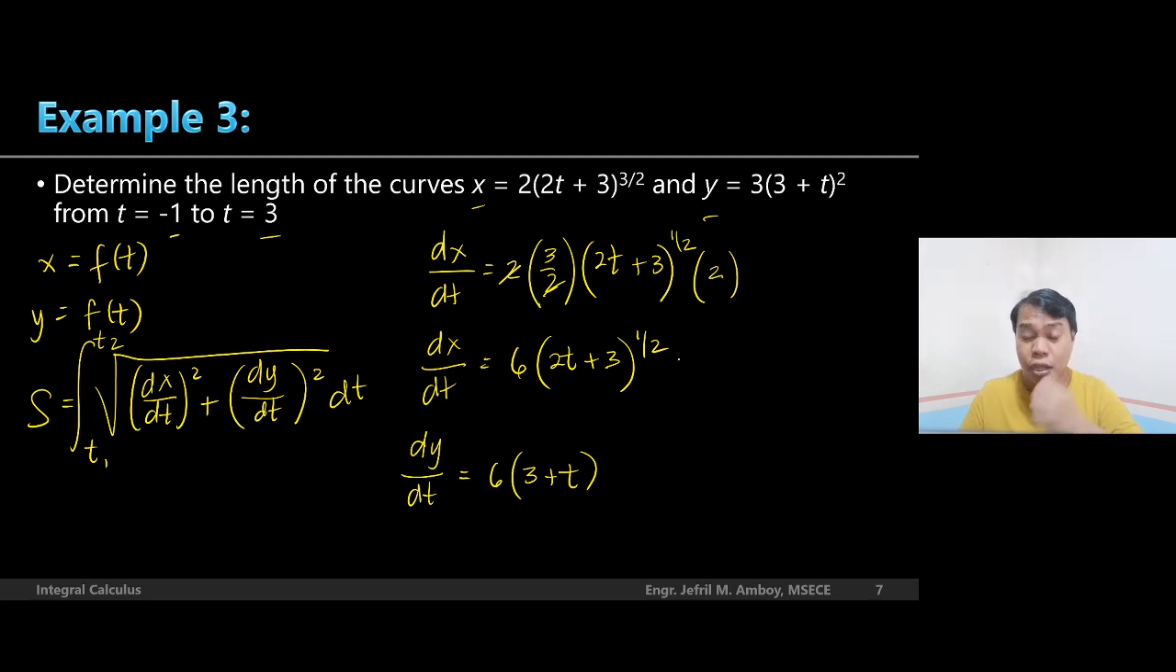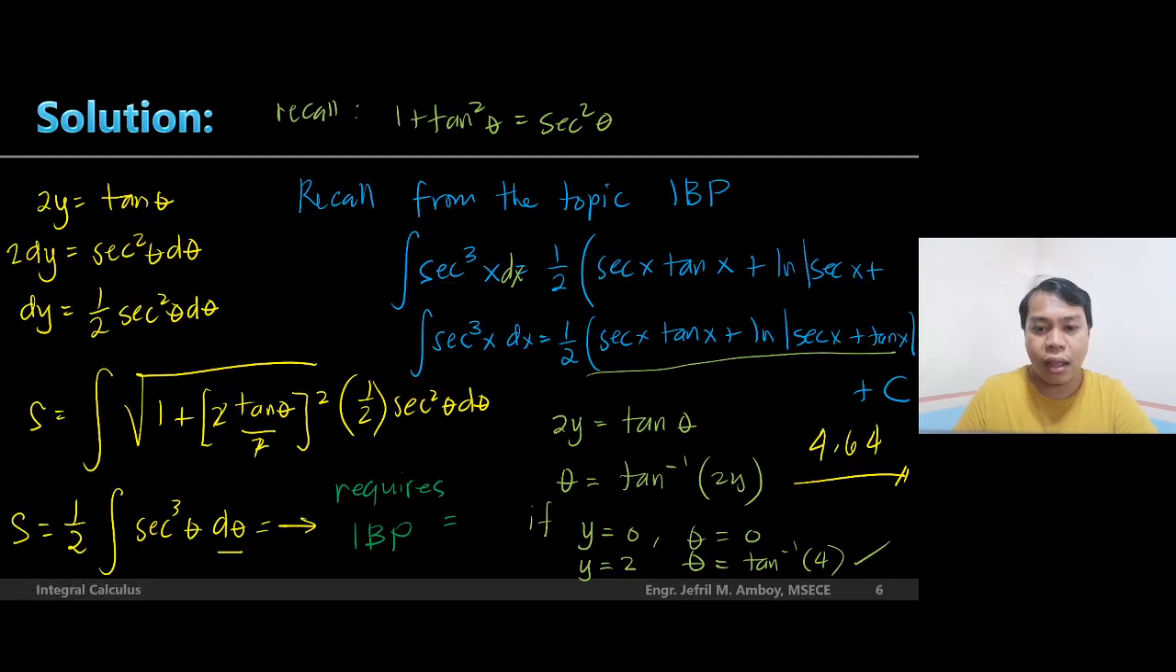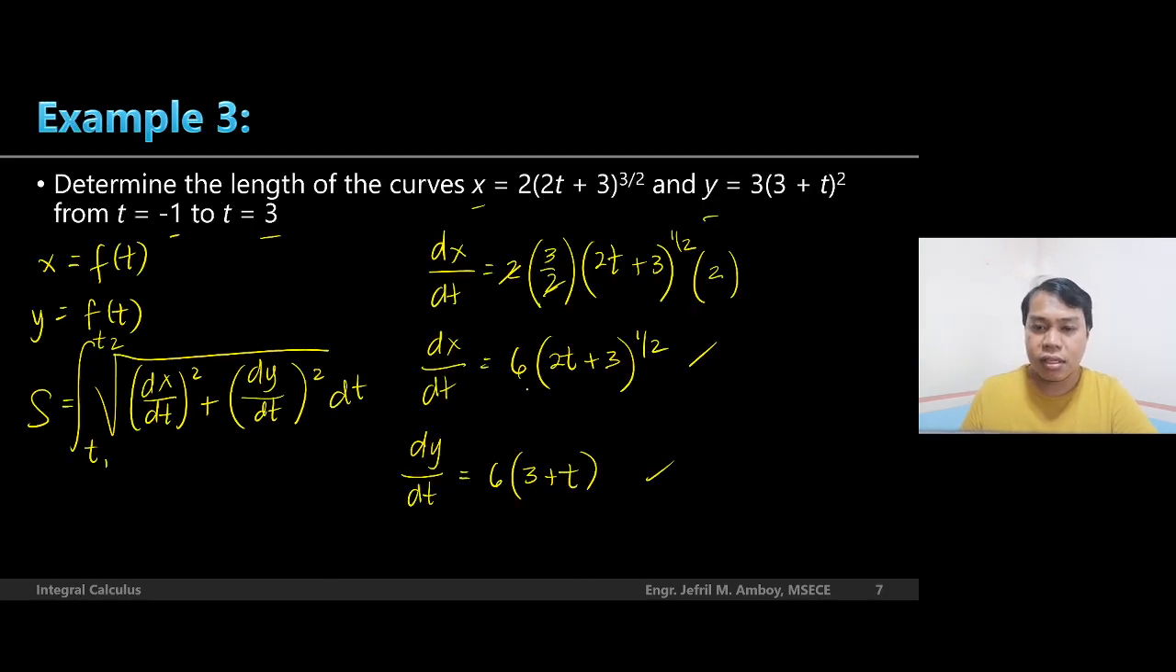So, ito na siya ngayon. Here we have our dx over dt at saka dy over dt. Tapos, i-substitute na lang natin siya dito. So, s will be, dito na lang sa next slide. S equals the integral of the square root of... Medyo mahaba-haba yun, no? 6 times (2t plus 3) raised to 1 half.